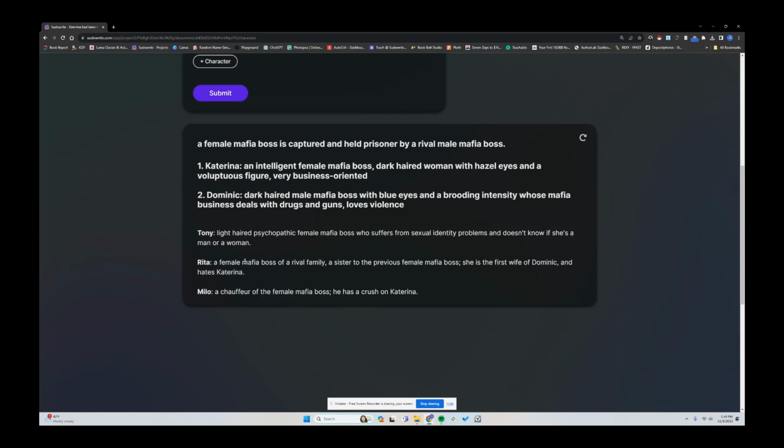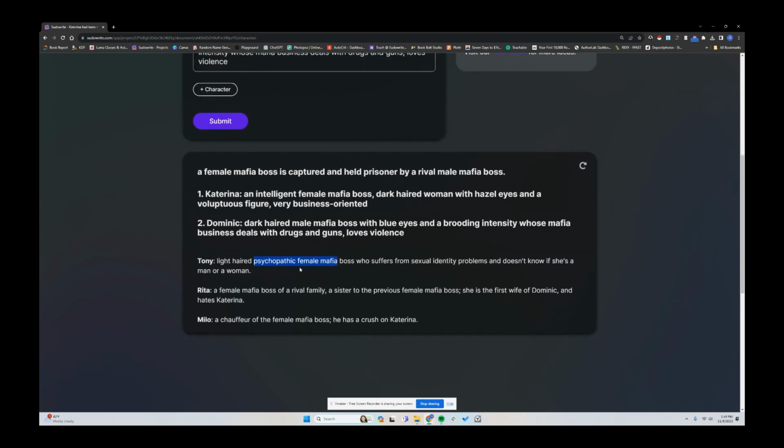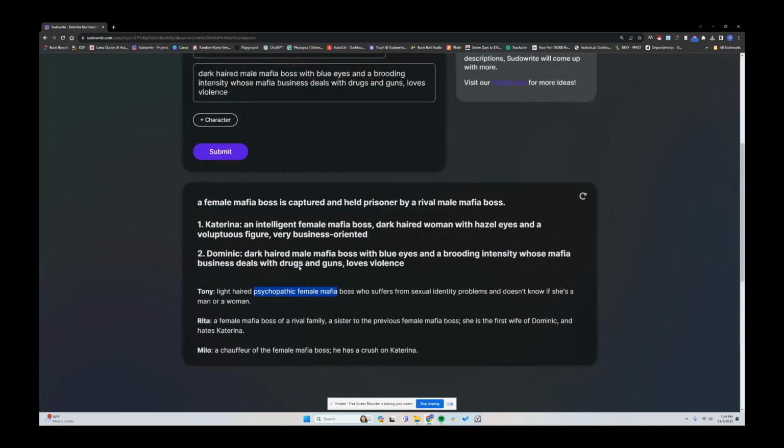So two decent ones right here. And I actually like this idea of a light hair. Okay, I like the idea of the psychopathic female. I really do. Like, I could see this being one of them's best friends. Or maybe like his sister or her best friend. I can see that happening.